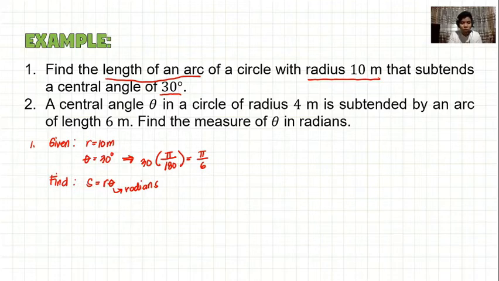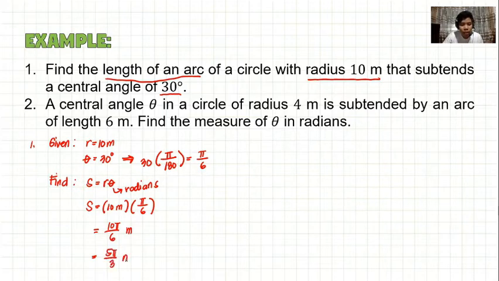So we can now solve the problem using the formula. So S is just equal to the radius, that is 10 meters, and multiply it by our angle pi over 6. And this is just equal to 10 pi over 6 meters, or just 5 pi over 3 meters. So this is now the answer for this problem.